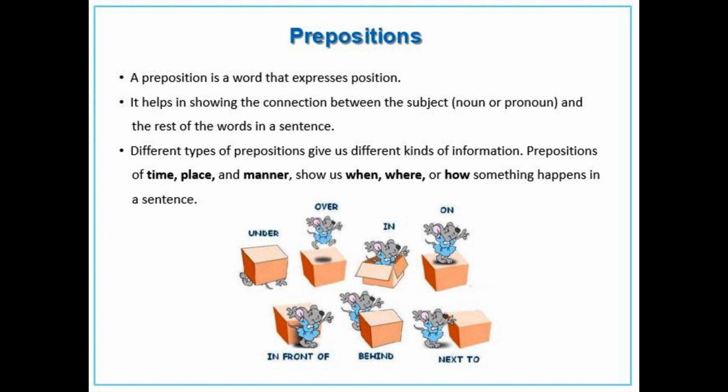If you look at the picture, you'll see that the mouse is in one picture under the box. In the next picture, he's over the box. Then he's in the box, on the box, in front of the box, behind the box, and next to the box. So all of these words are prepositions because they are expressing different positions.